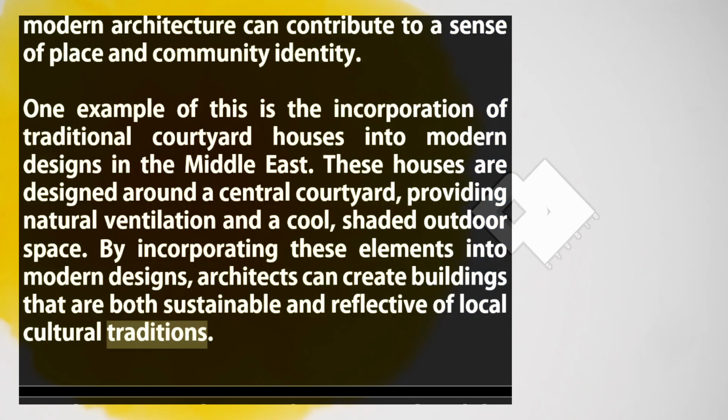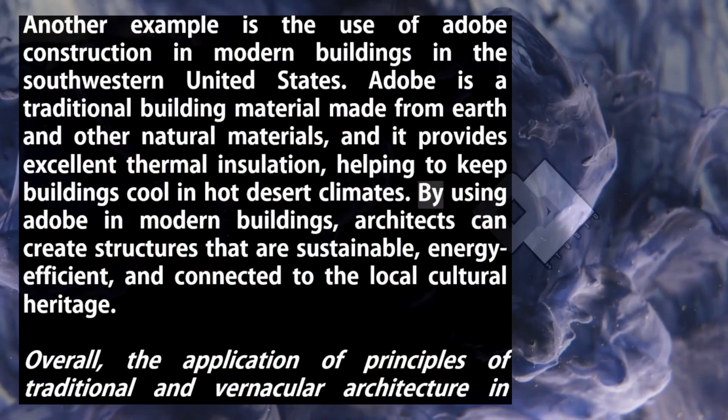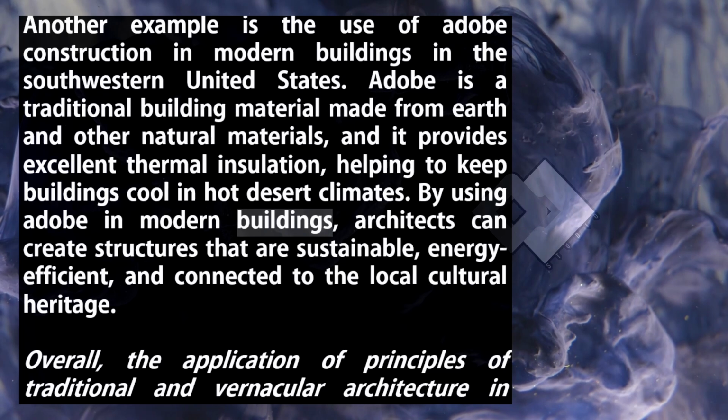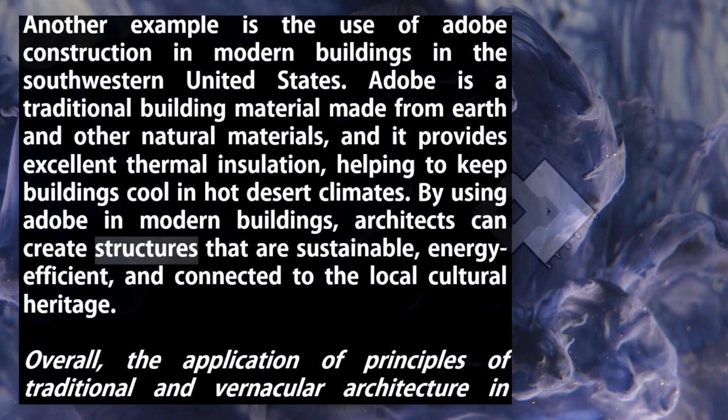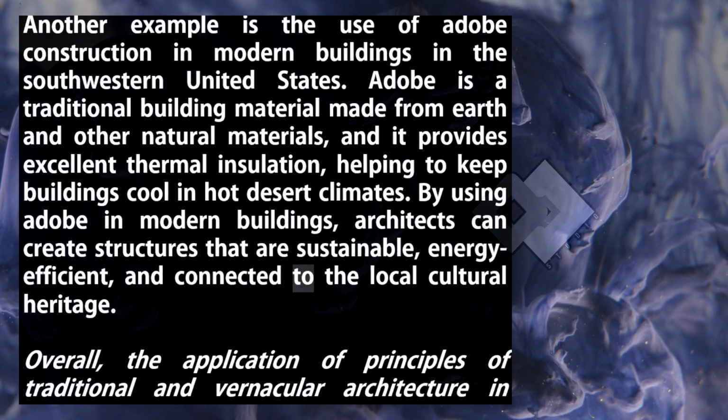Another example is the use of adobe construction in modern buildings in the southwestern United States. Adobe is a traditional building material made from earth and other natural materials, and it provides excellent thermal insulation, helping to keep buildings cool in hot desert climates. By using adobe in modern buildings, architects can create structures that are sustainable, energy efficient, and connected to the local cultural heritage.